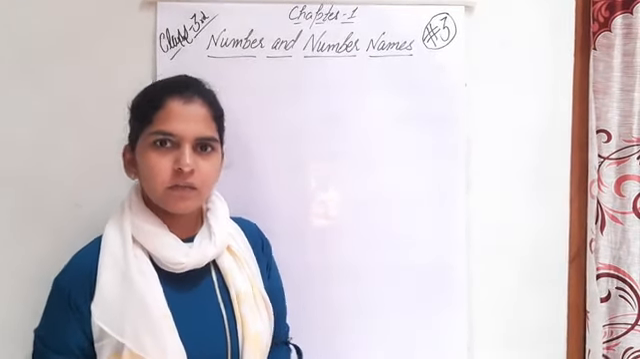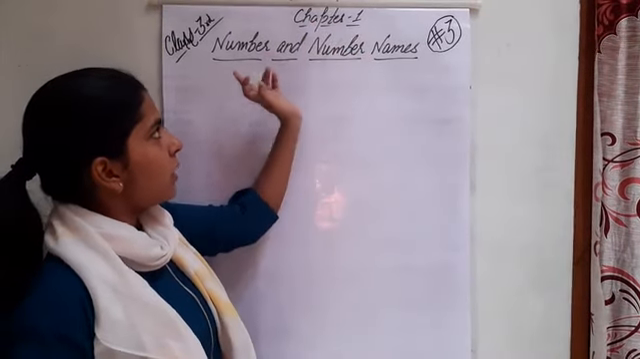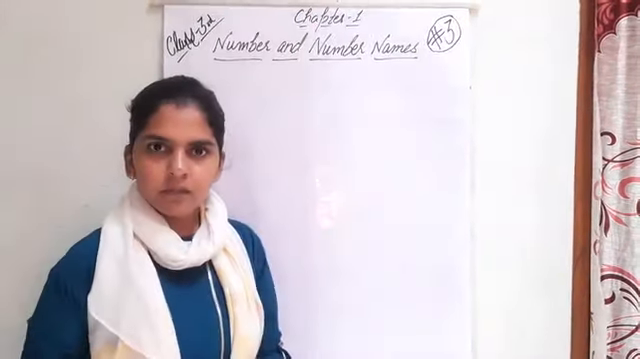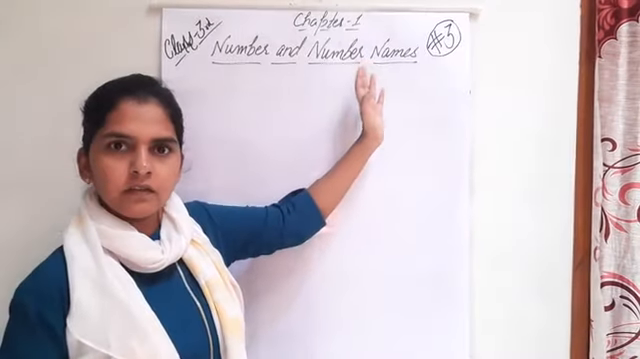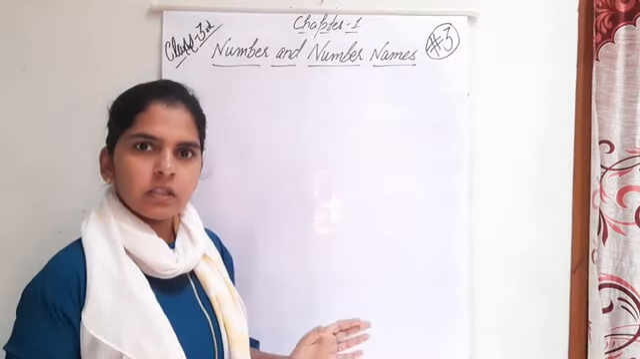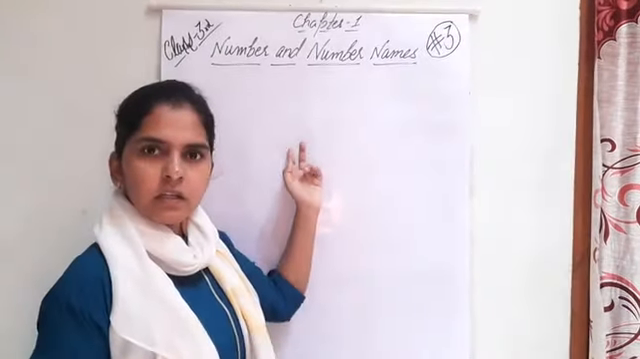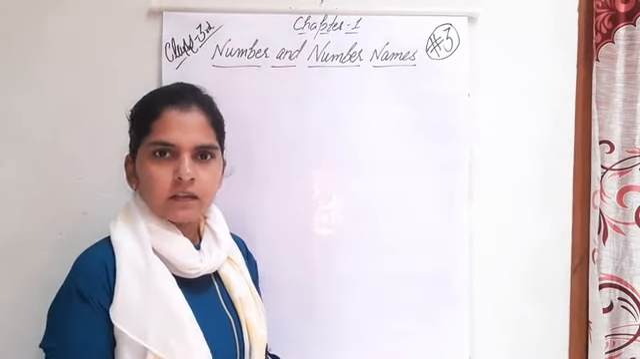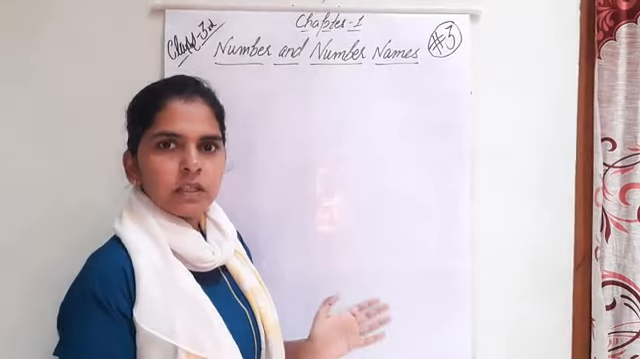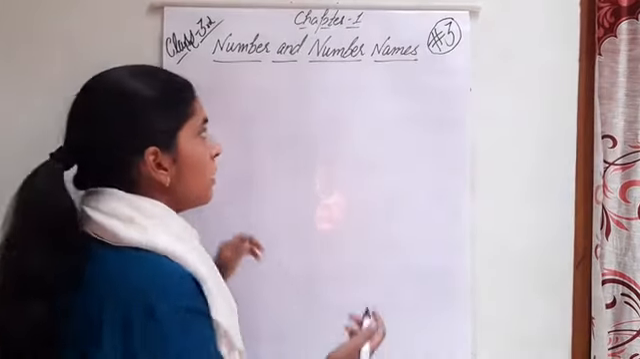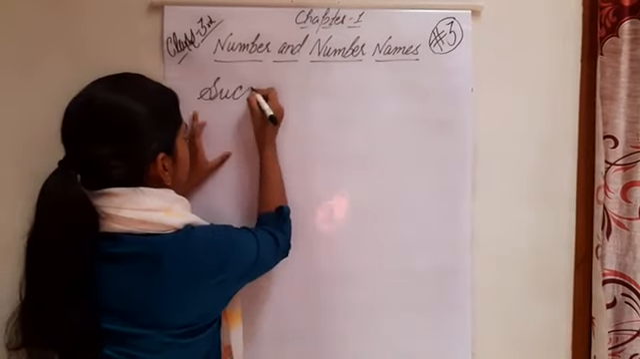So I am back with my third class maths chapter number 1, numbers and number names. We have already covered 2 classes for this chapter and today this is our third class. In my previous class I taught you about successor and predecessor of numbers, so today I am repeating that topic again. What did you understand by the word successor?